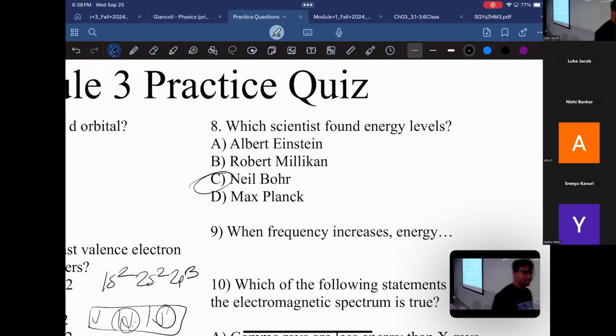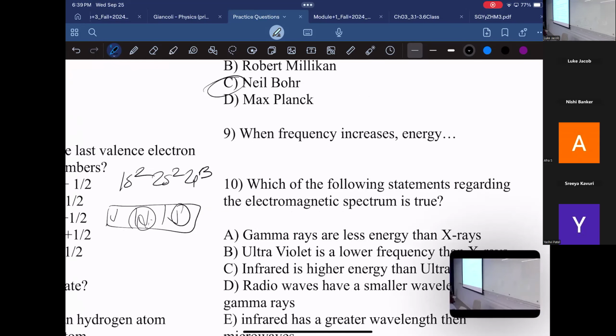What did Max Planck find? Quantized energy. Yes, energy comes in packets. He found that you can quantize energy. So when frequency increases, energy increases. Yeah, very good.